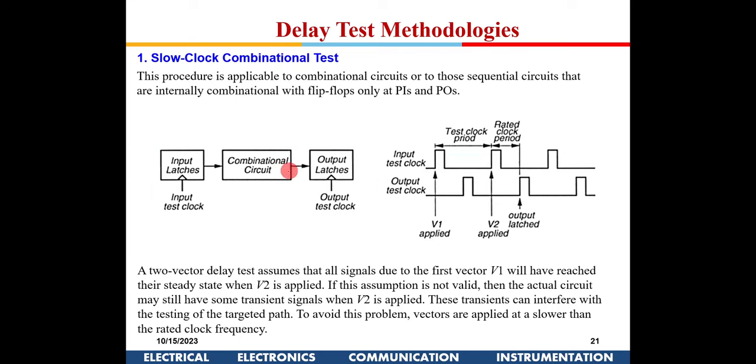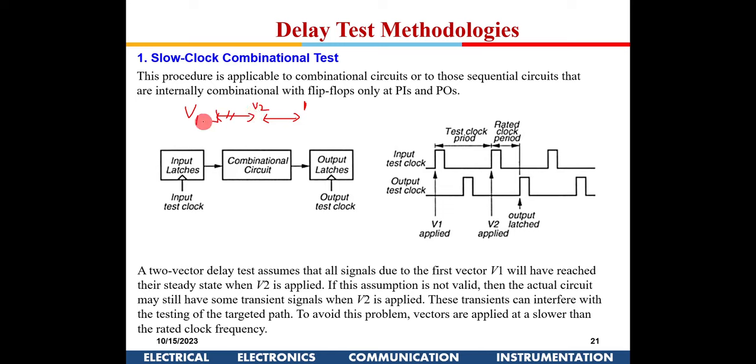See, when you are doing combinational testing, I am giving V1 first. After a time period T, I am giving V2, correct? And again, after a time period T, the clock period, I am checking the output. Now suppose there is a delay in computing V1 itself.